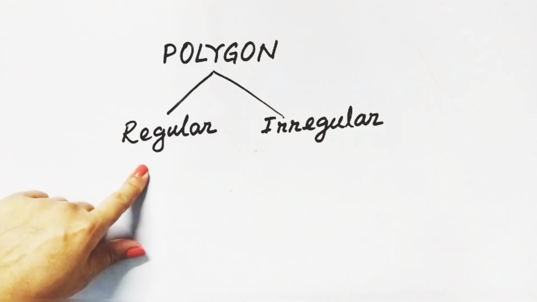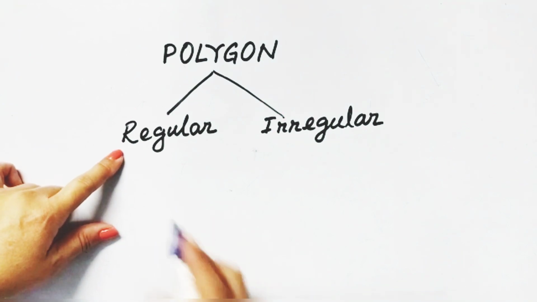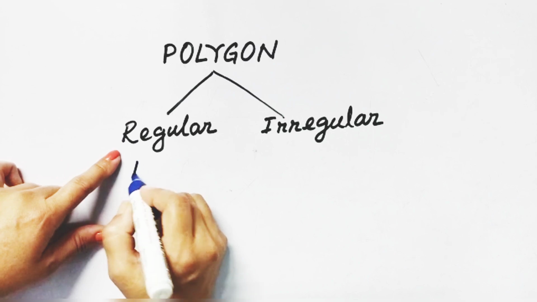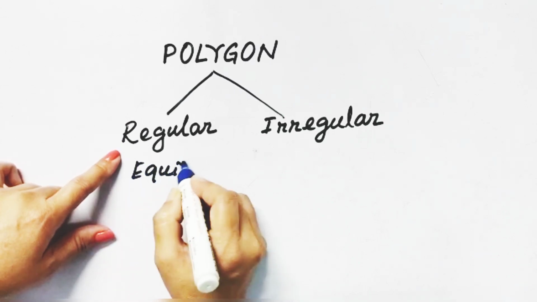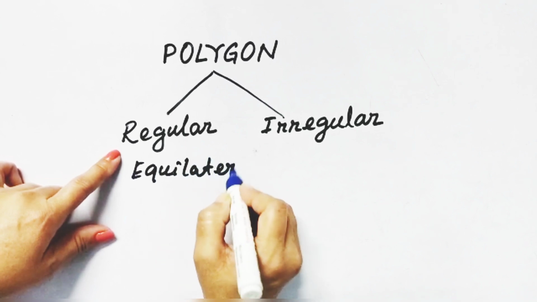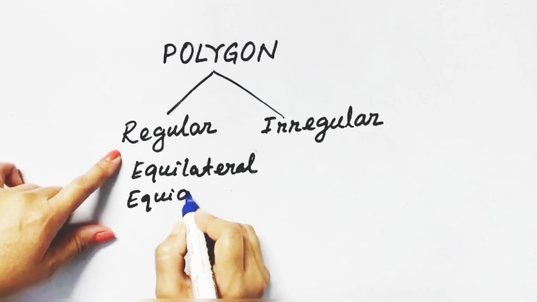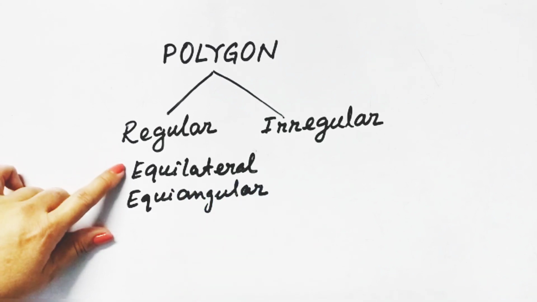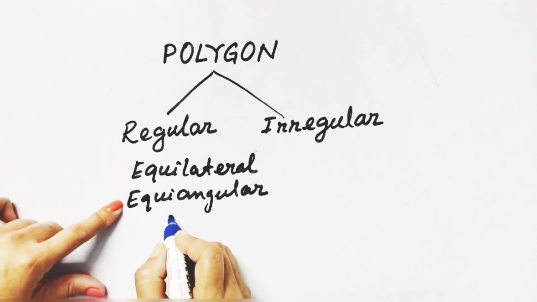Polygons may be regular and may be irregular. So which are the regular polygons? A regular polygon must be equilateral and also equiangular. That means all the sides must be equal and all the angles must be equal.